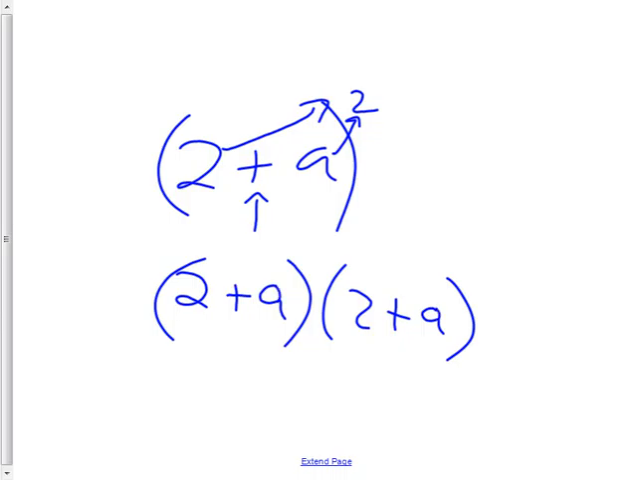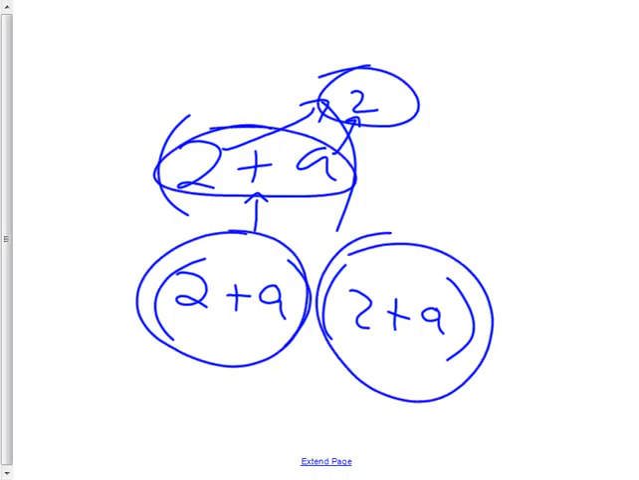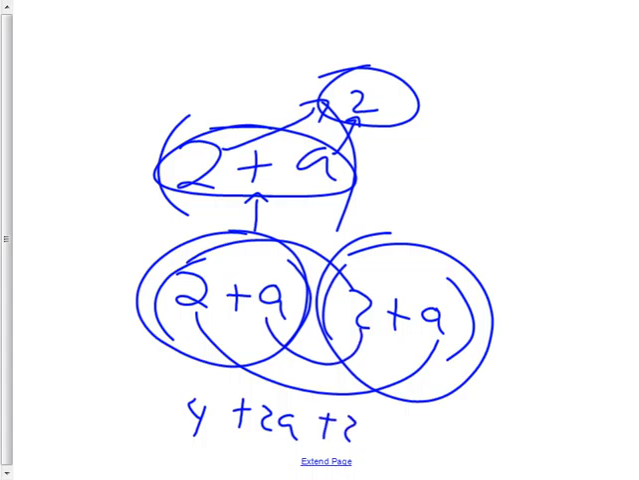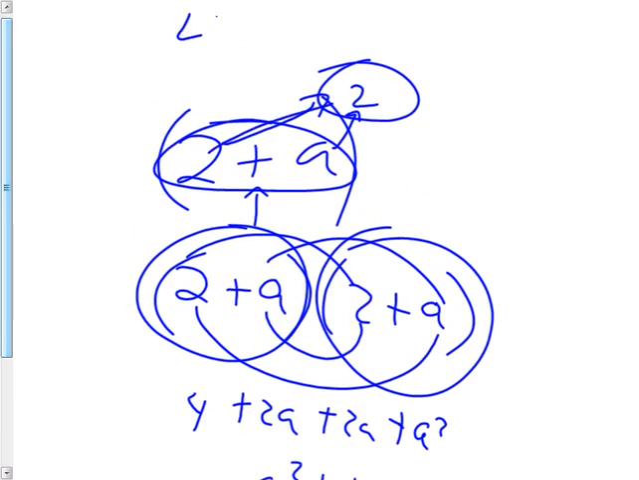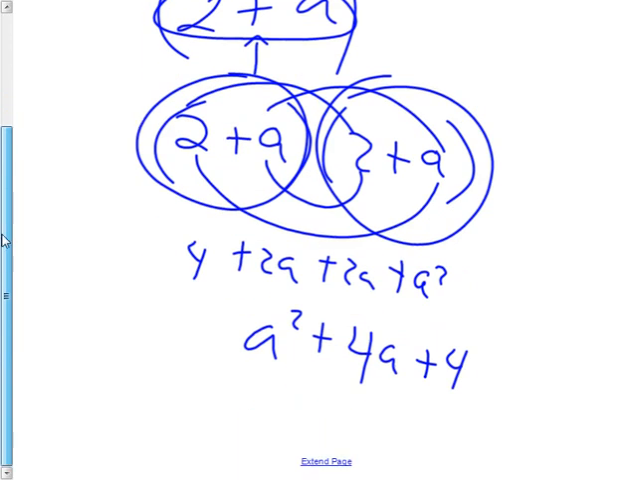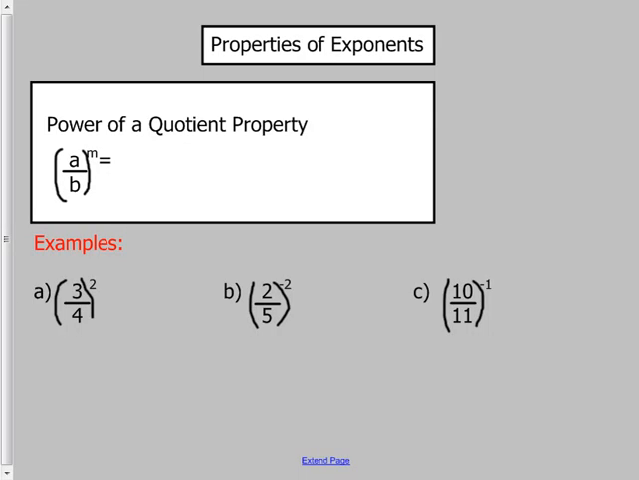You always go back to what does it mean? 2 plus a squared means 2 plus a times 2 plus a. And you knew how to do FOIL to do that. First, 2 times 2 is 4. Outside, 2a. Inside, plus 2a. Last, plus a squared. Final answer, a squared plus 4a plus 4. You see how if I had done 2 squared is 4 and a squared is a squared, I'd have had the 4 and I'd have had the a squared, but I wouldn't have had the middle term like I should have. All right, so powers are important.